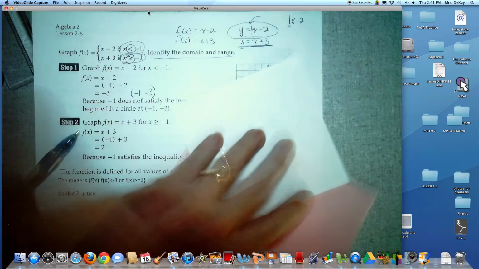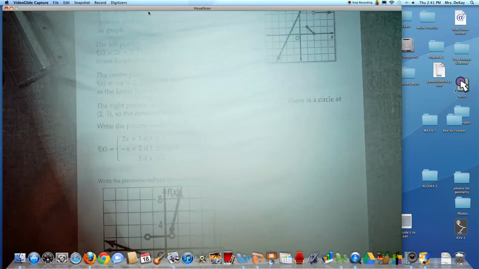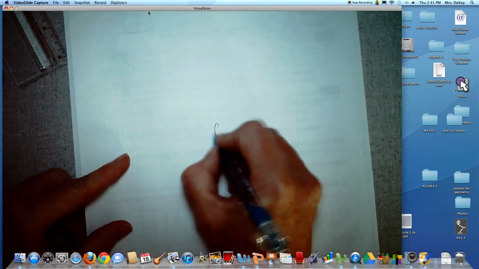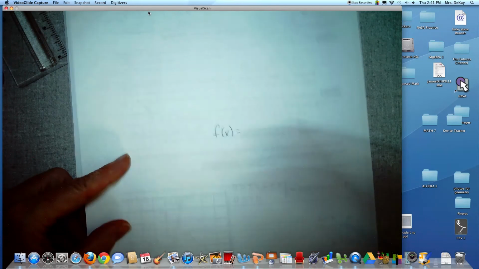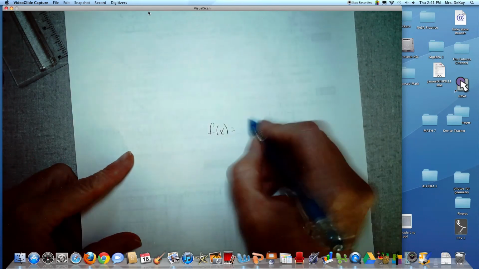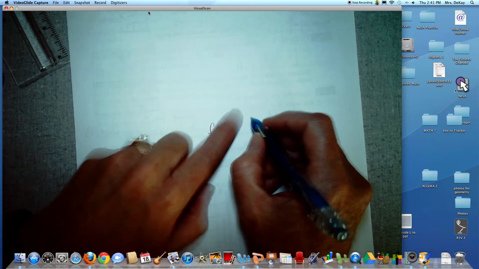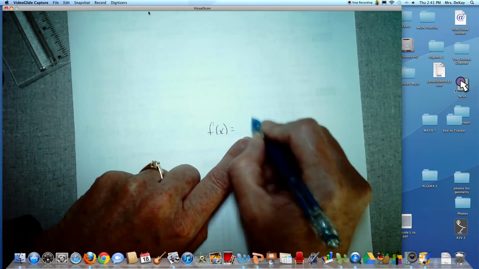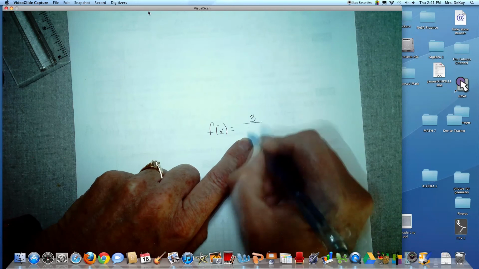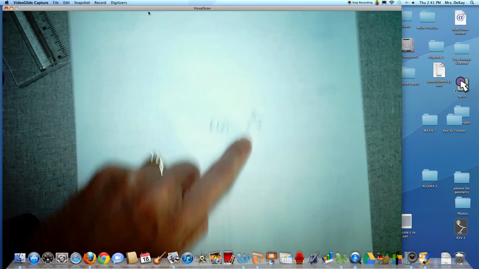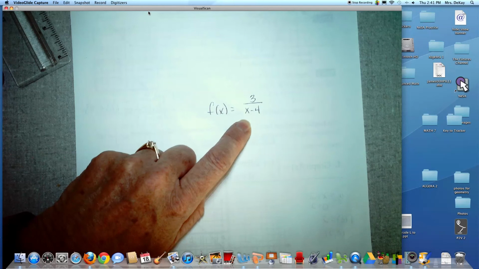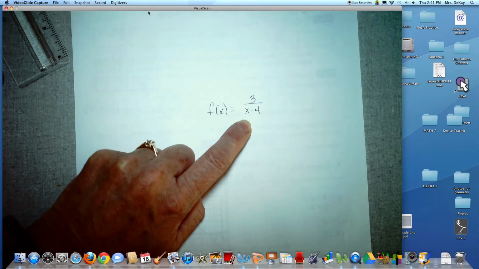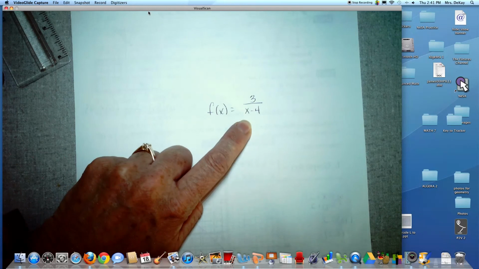Let me show you something off the subject for just a minute. I want to show you a function that might help you understand that a little bit better. This isn't going to be a function because it can't have an x on the bottom, but let's pretend it's a relation anyway, and I want to graph it. 3 over x minus 4. That's a relation. It's not a linear function, I should say.